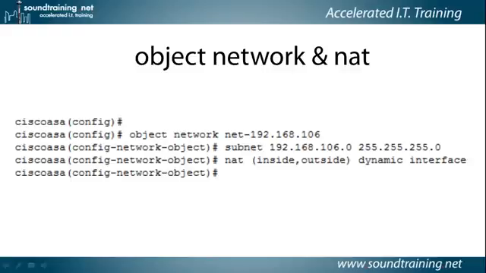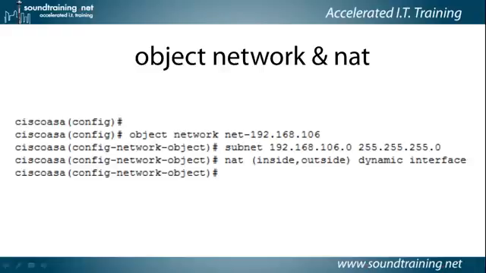I like to use descriptive names, so I use net-192.168.106. Then we say what type of network object it is. In this case, it's going to be a subnet, and I specify the subnet, which is 192.168.106.0, again with a 24-bit mask of 255.255.255.0.